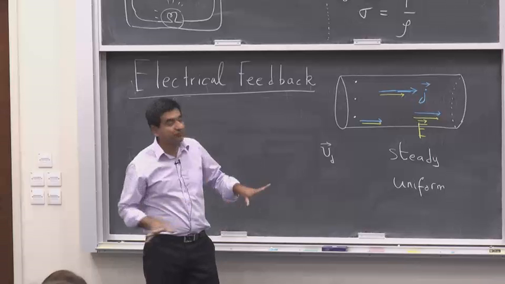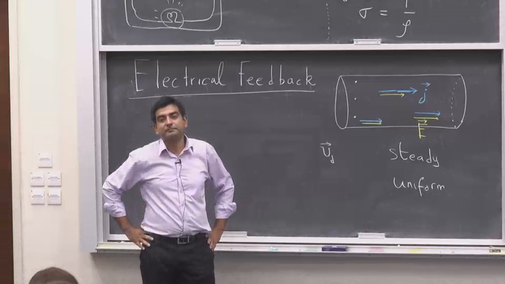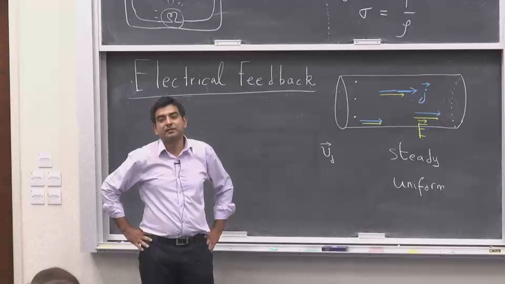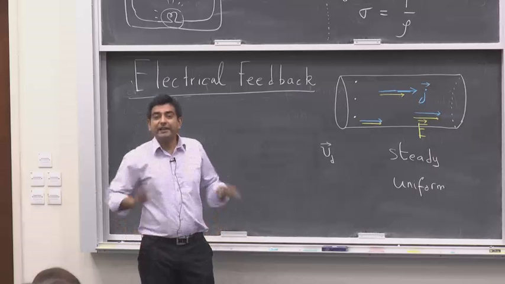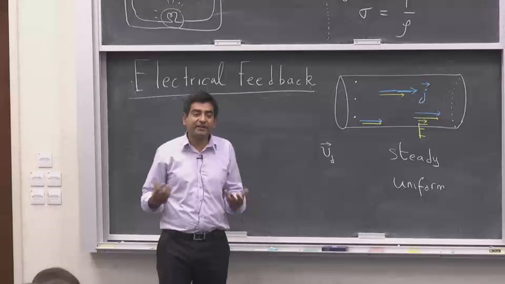Yeah, J is uniform. The electric field has to be uniform. So this is quite an intuitive answer.